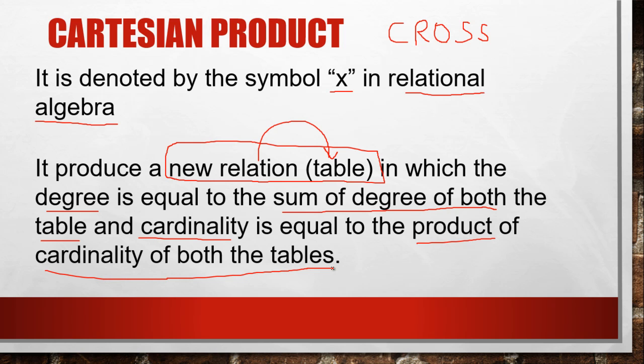So you have seen that we have used two tables, right? One is the course table and the other one is the student table, right? So when we perform Cartesian product on both these tables, we get a new table in which the number of columns is equal to the sum of the total number of columns of both the tables, and the total number of rows is equal to the product of the total number of rows of both the tables. Let me show you.